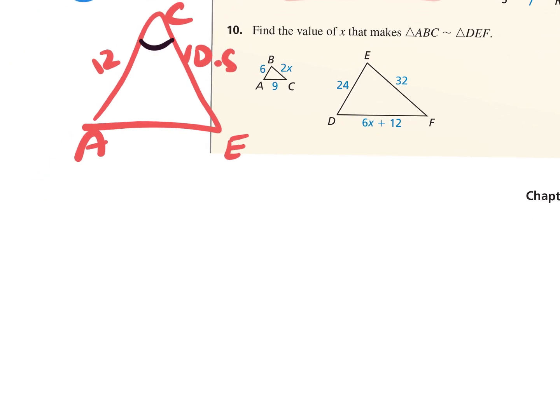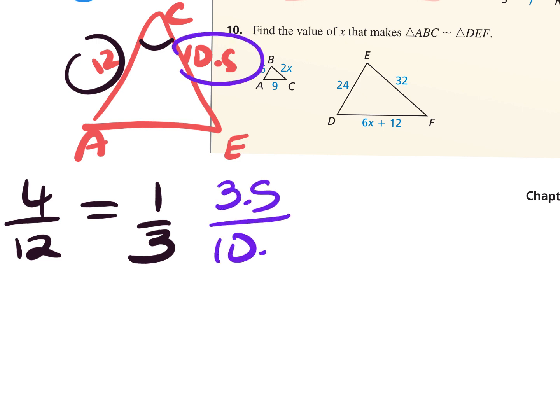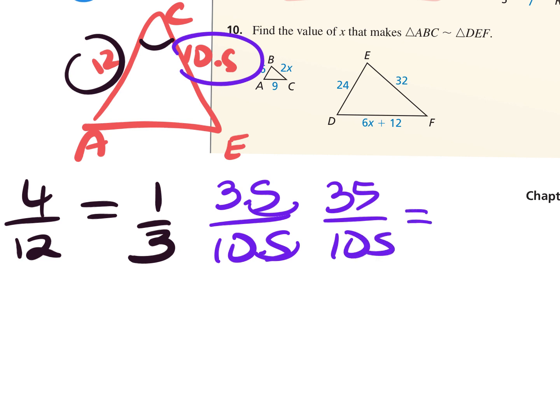So I'm going to match the 4 and the 12. And that'll simplify 1 to 3. And then I could match the 3.5 and the 10.5. I can multiply it by 10, which moves my decimal point. And now I'm simplifying 35 over 105. I can divide them both by 35, and it simplifies 1 to 3.